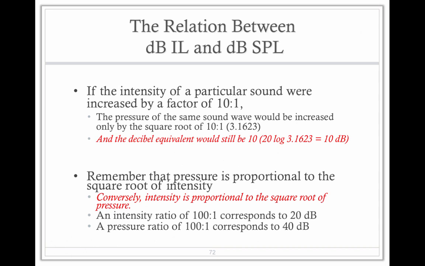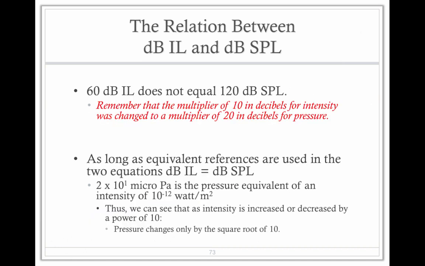So to conclude, the relationship between dB IL and dB SPL. If the intensity of a particular sound were increased by a factor of 10 to 1, the pressure of the sound wave would increase by only the square root of 10 to 1. And the decibel equivalent would still be 10 times 20 log 3.123 equals 10 decibels. Remember that the pressure is proportional to the square root of the intensity. Conversely, the intensity is proportional to the square of the pressure.